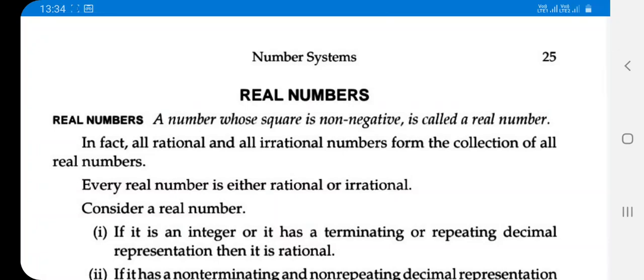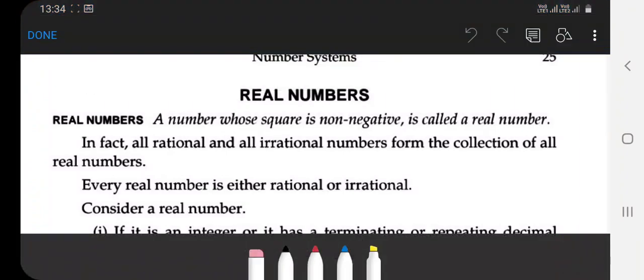Today I will discuss the mathematics of class 9, number system. Today's topic is real numbers. What is a real number? A number whose square is non-negative is called a real number. Again I repeat, a number whose square is non-negative is called a real number.